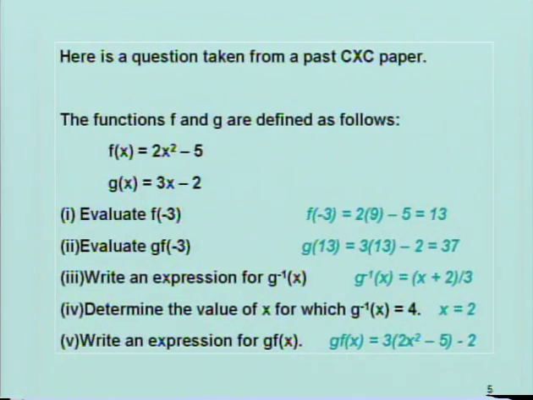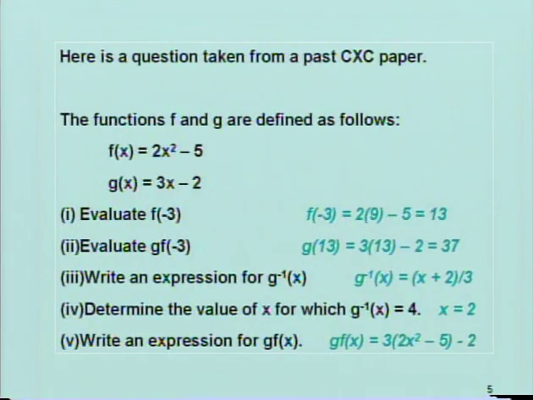Then we are required to evaluate g f of negative 3. We calculated earlier f of negative 3, which is 13. So we would use 13 in the g function. So it is g of 13, and the g function is saying 3 times what is in the bracket minus 2, which will be 3 times 13 minus 2, which will be 39 minus 2, which will give us 37.